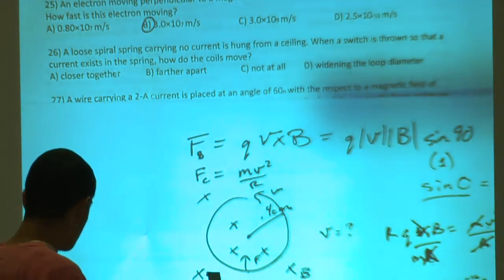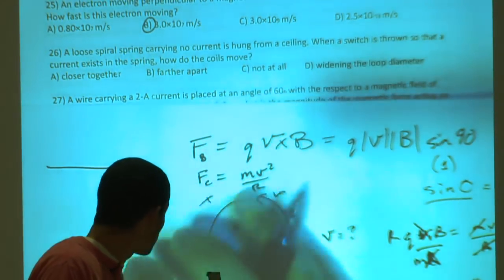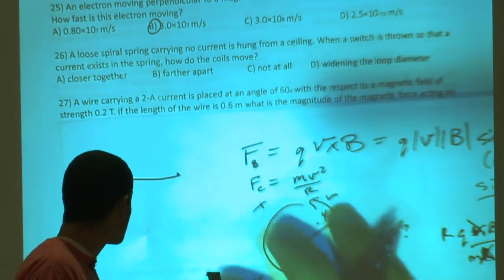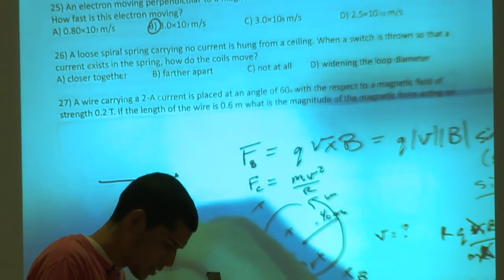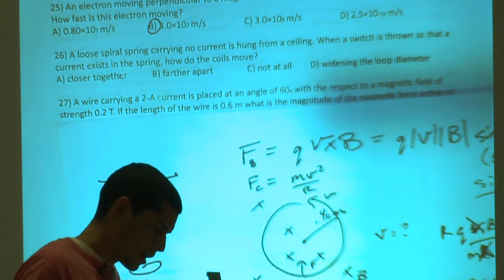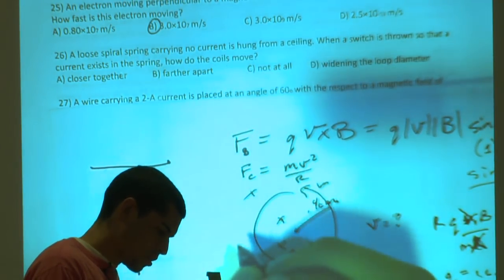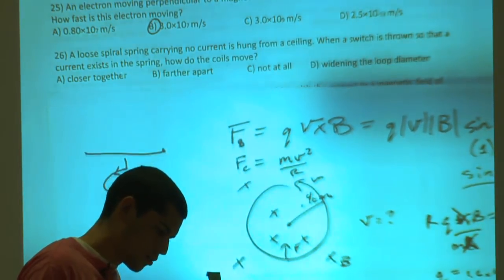A loose spiral spring carrying no current is hung from a ceiling. When a switch is thrown so that a current exists in the spring, how does the coil move? Okay, so let's take a look at this. We have a loose spiral spring hanging from the ceiling. When a switch is thrown so that current exists in the spring, how does the coil move? Okay, so current will go into the spring, I assume.